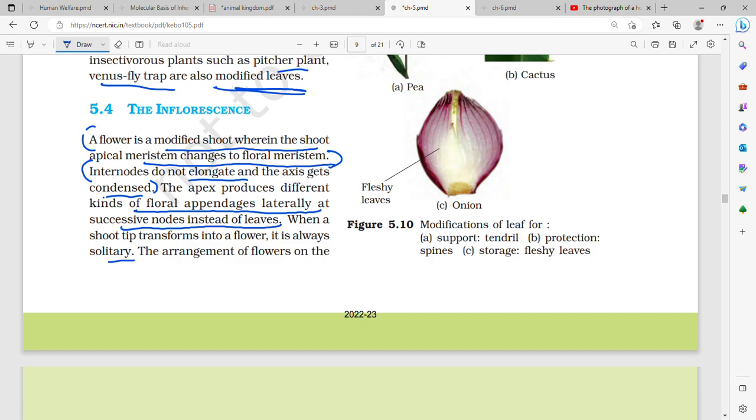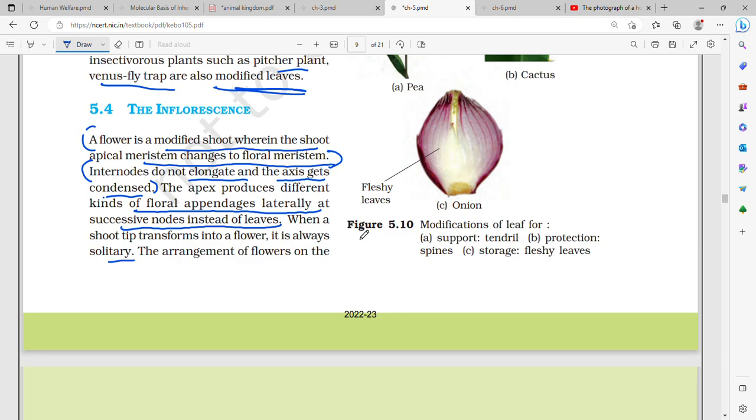Inflorescence. What is a flower? A flower is a modified shoot in which the shoot apical meristem changes to floral meristem, the internodes do not elongate, and the axis gets condensed. The apex produces different kinds of floral appendages laterally at successive nodes instead of leaves.